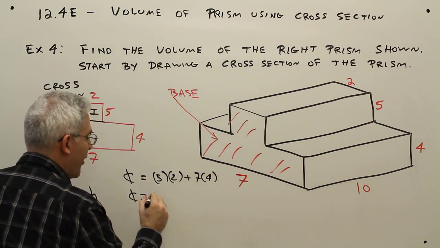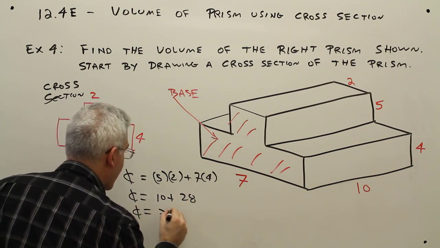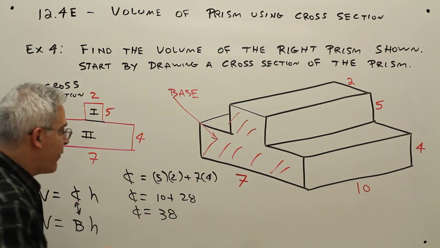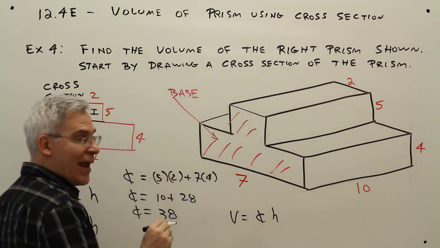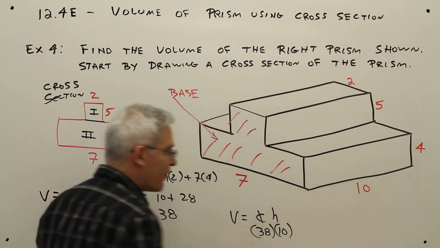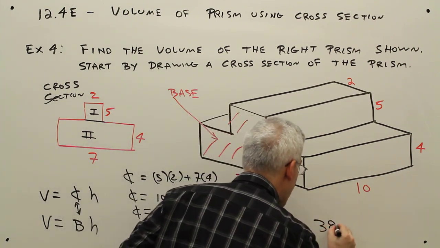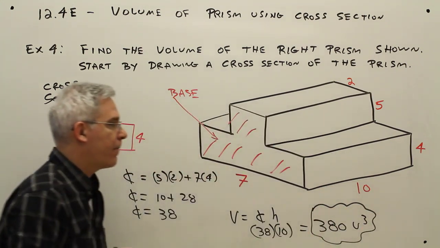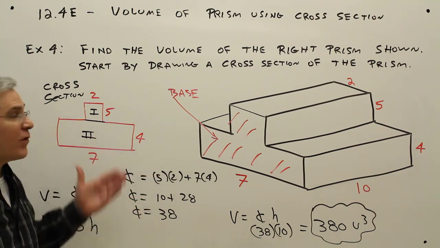So the cross-sectional area will be 10 plus 28. The cross-sectional area will be 38. And now I could just use my volume formula. I'll write it over here so you can see more clearly. The volume equals the cross-sectional area times the height, which will be 38 times 10. 10 is a very convenient height, which will be 380 units cubed. So there you have it, how to find the volume of a prism by using cross sections.